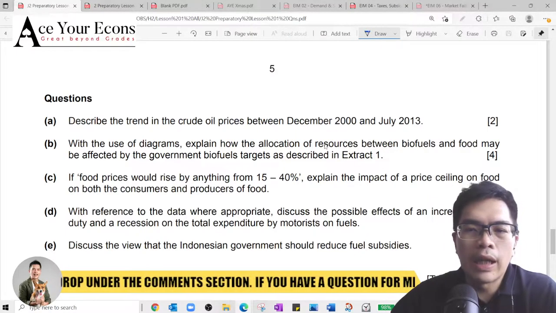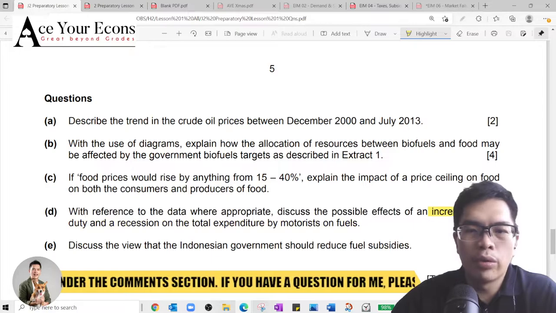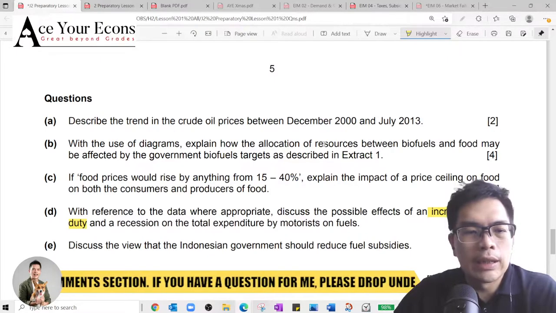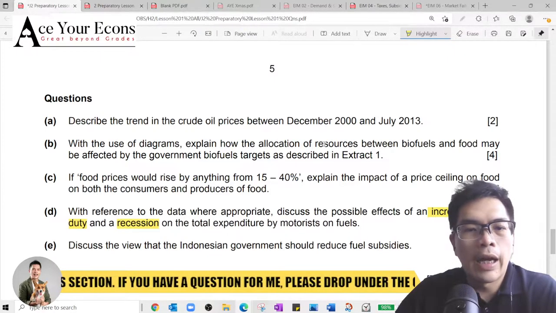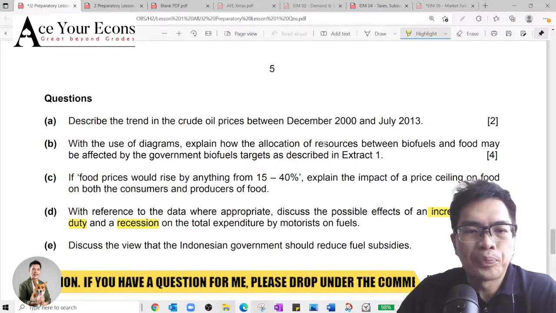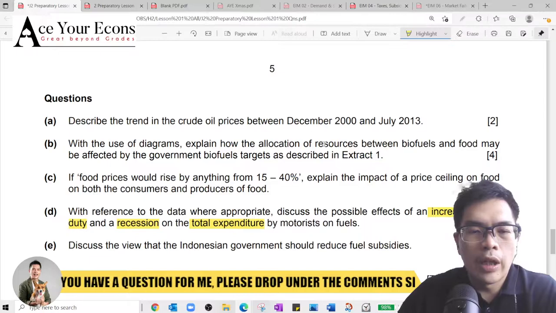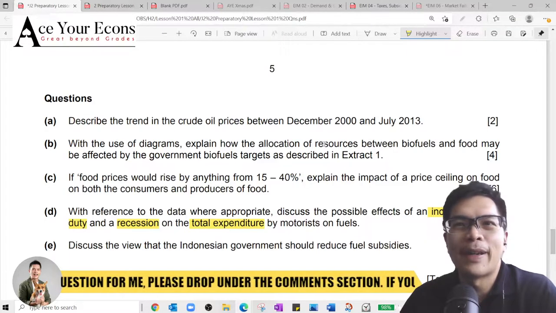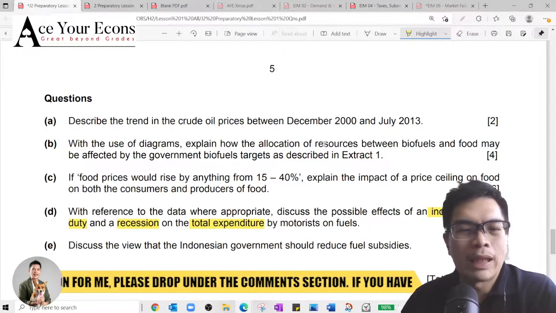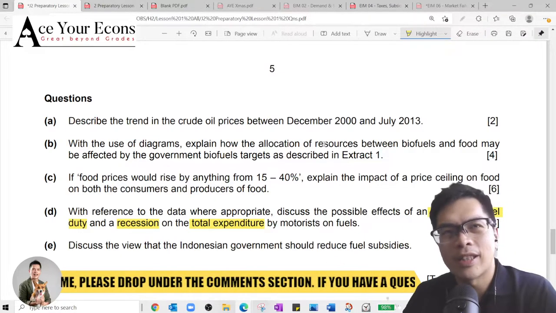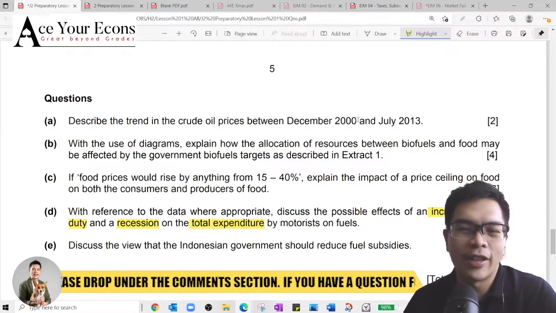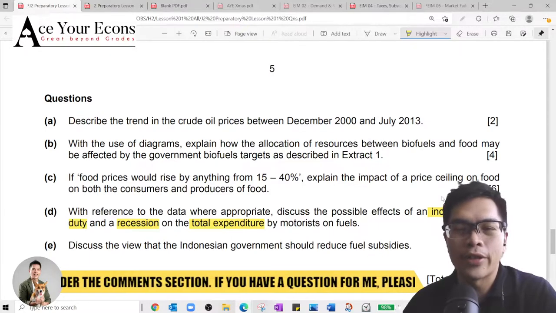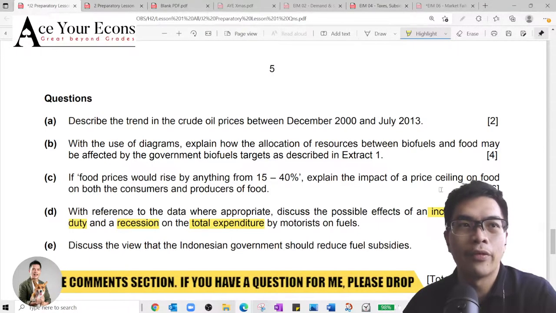Number one, you can see that there is an increase in fuel duty. If you haven't highlighted this, please highlight this. Number two, you can see that there is a recession. And number three, this is the most important part: total expenditure. And in fact, this question came out for the H2 A levels paper. This is one of the few times that an expenditure question came out for the H2 paper this year. Normally it comes out for essay, but for some strange reason, this year it came out for CSQ. And it's a good refresher. For those who want to see the question paper, drop me a PM. I can send you this year's paper.